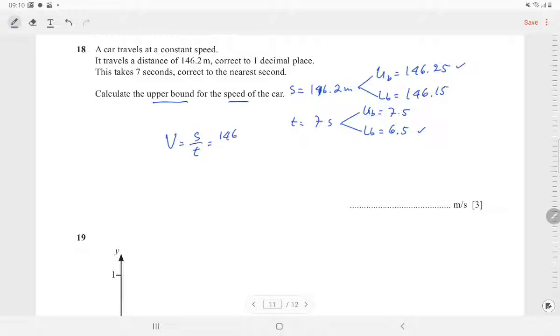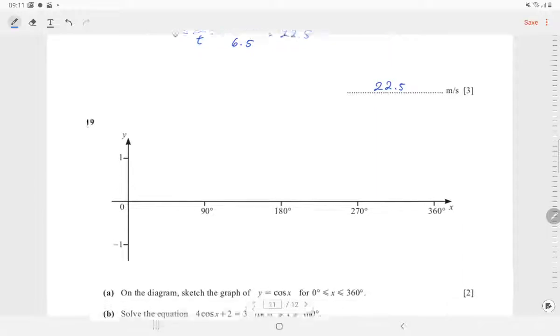So 146.25 over 6.5. Calculate: 146.25 divided by 6.5, so the answer is 22.5 meters per second.